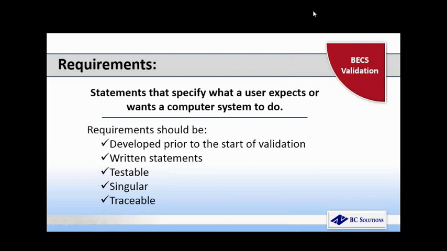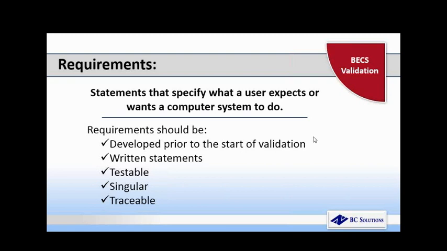So although there's no hard and fast rule of what the requirement should state, there are some guidelines on how to write requirements. They should be developed prior to the start of the validation. You cannot perform a validation on a blood establishment computer system without requirements. They should be written statements, documented, in language that is understandable and clear. They should be testable or measurable, so that they can be verified, so that you have some objective evidence of how the system responded. The requirements should be singular, in which they address one need, function, or expectation.